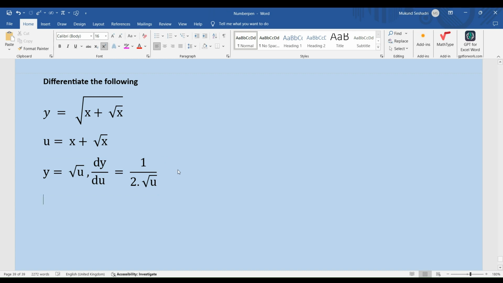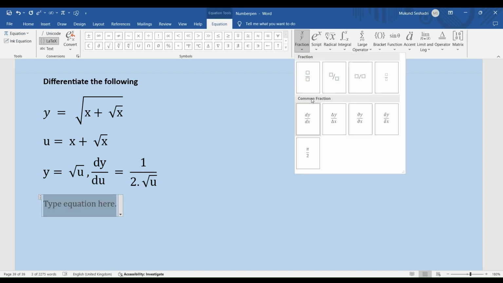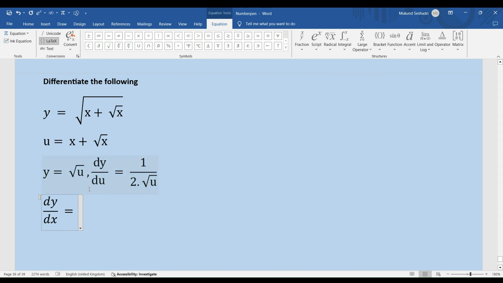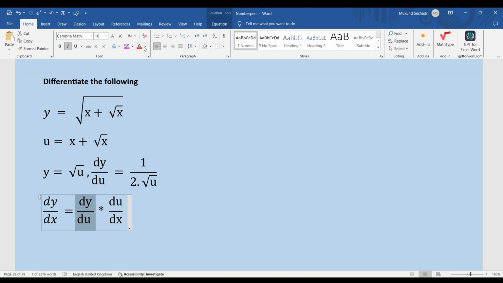And then I go to the next step. What is my dy by dx? My dy by dx is nothing but dy by du into du by dx, right? That's the application of chain rule. So I know my dy by du. Let's highlight it, let's give it a color, say yellow. I have the answer for dy by du. And then I will have to figure out what is my du by dx. Let me call it in green.